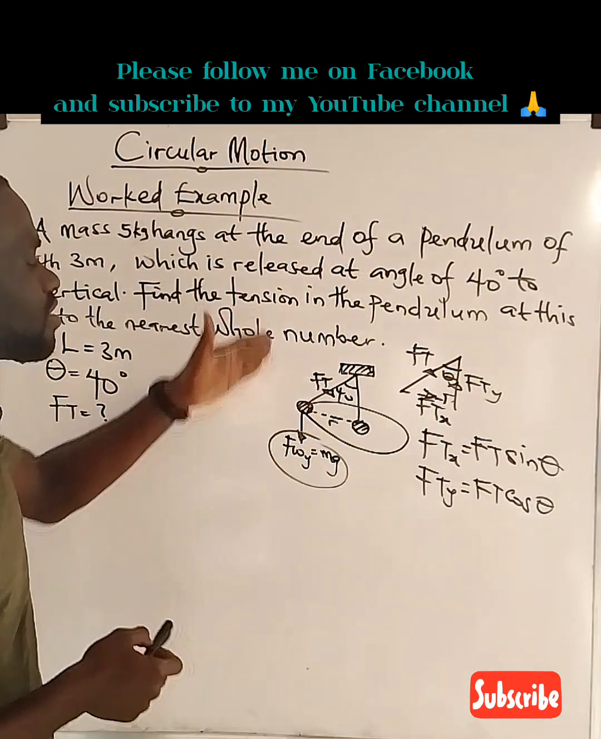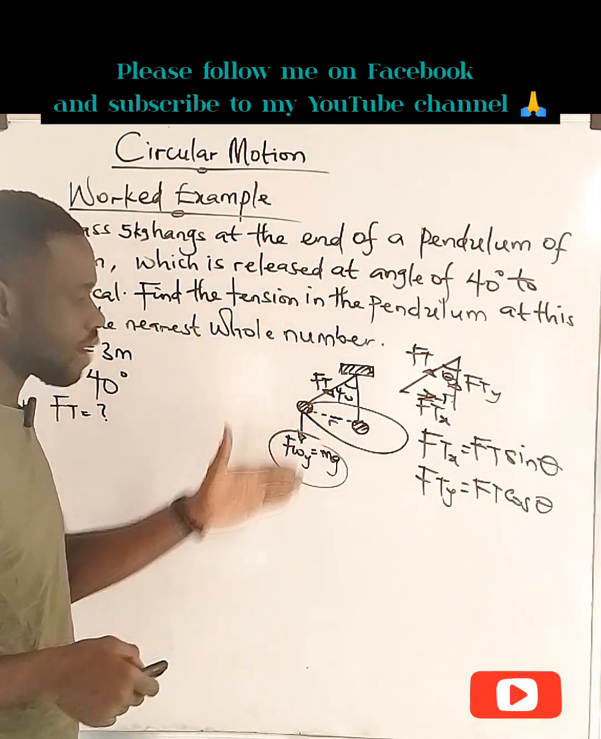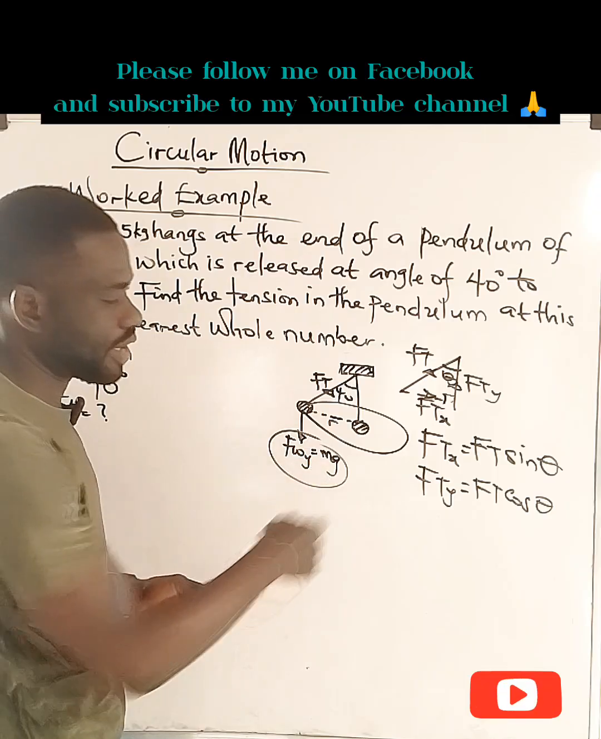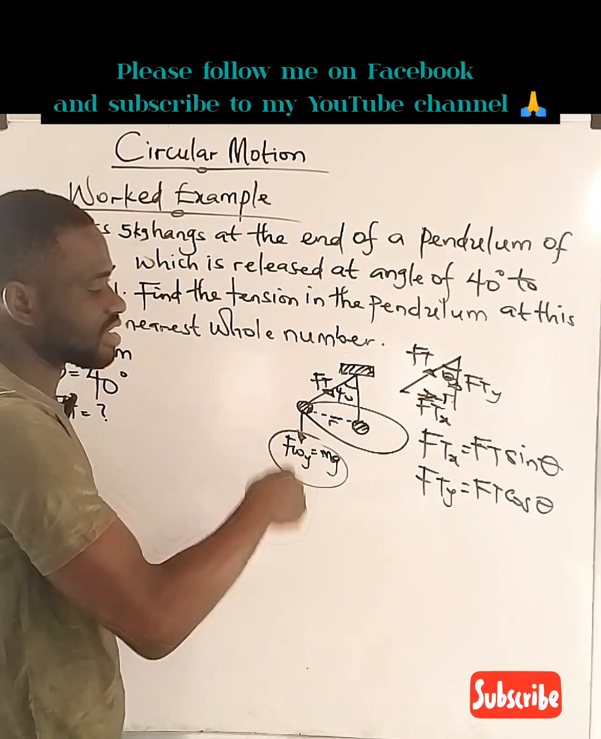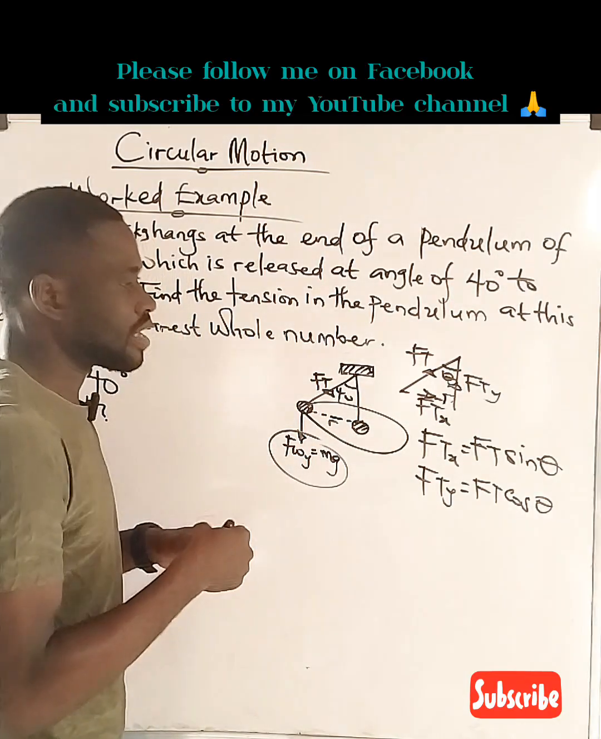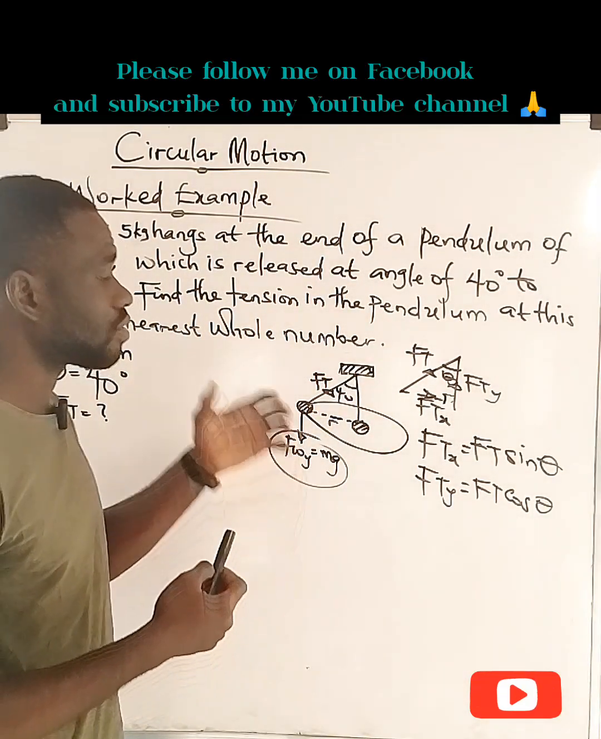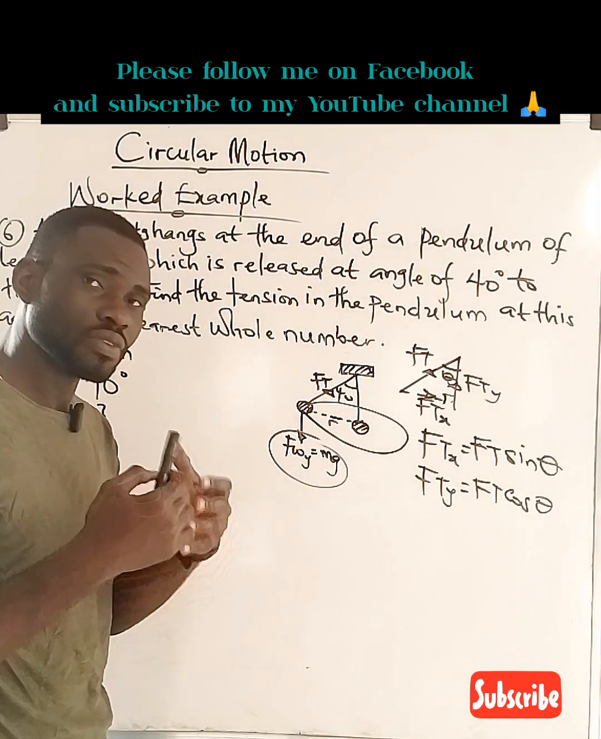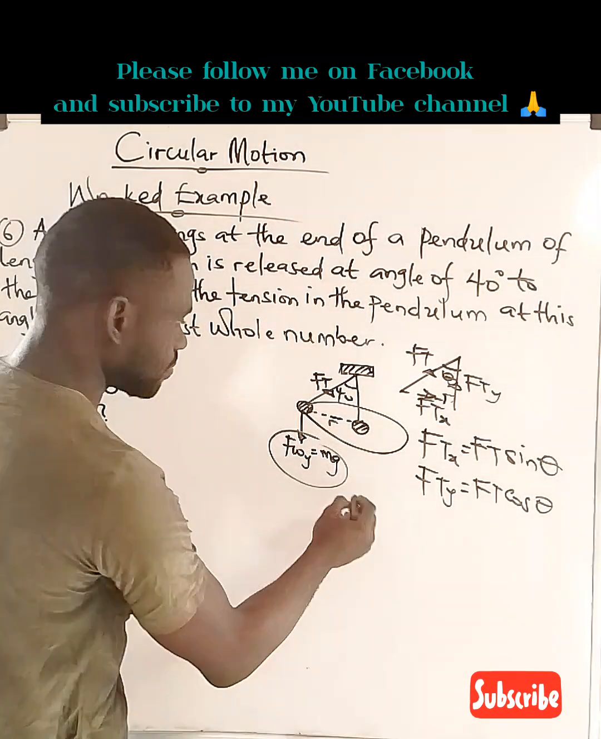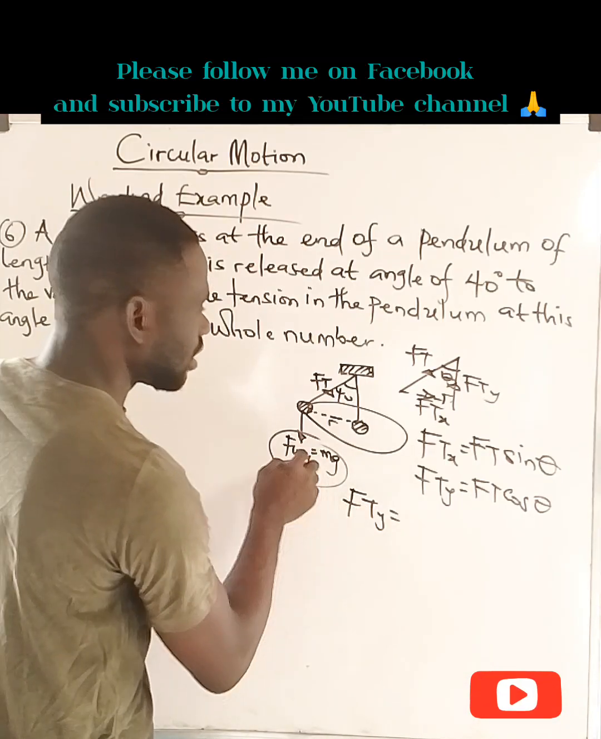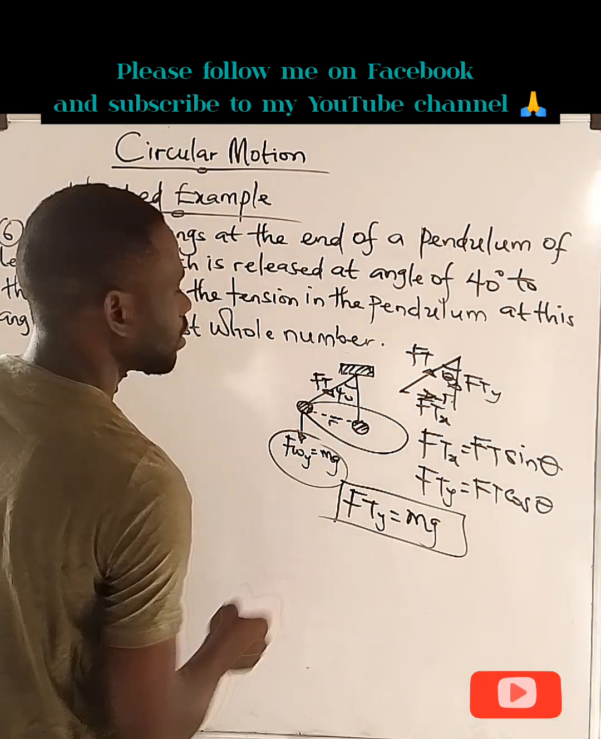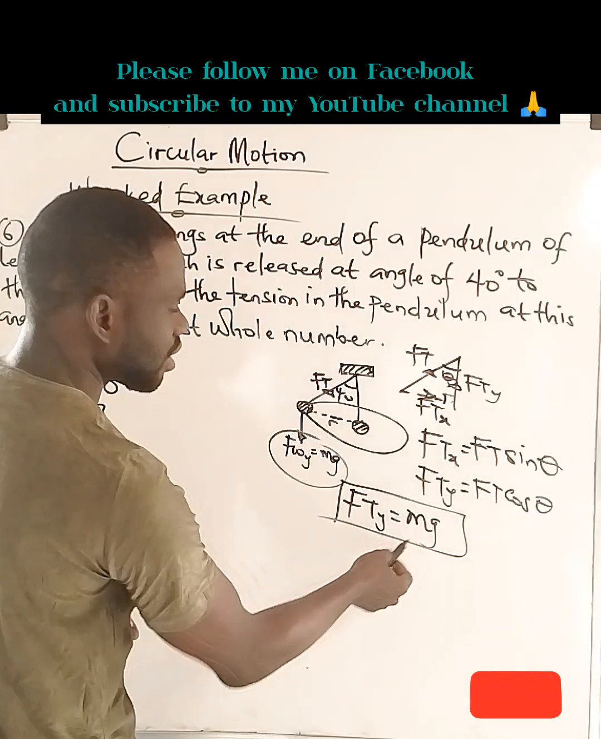Now, by the time we do the summation of forces along the y-axis, don't forget we have the downward weight, which is mass and gravity, and we have the force of tension along the y-axis, which is acting in the opposite direction, as you can see. Since there is no movement along the y-axis, the resultant of the forces along the y-axis is 0 newtons. So the force of tension along the y-axis is equal to mass times gravity. Very important. The force of tension we're talking about here is F_T cos theta equals mass times gravity.